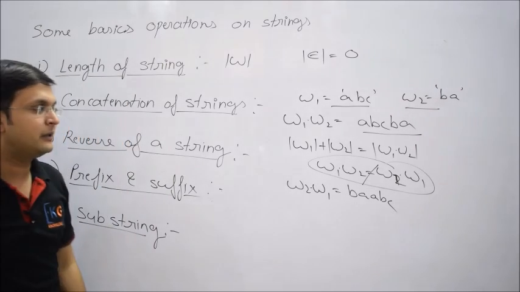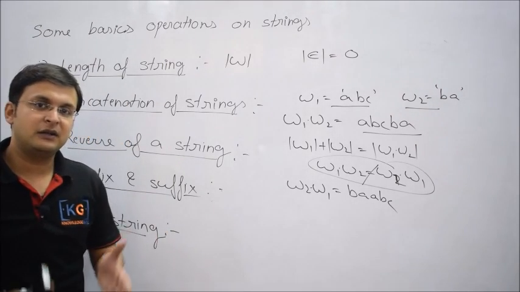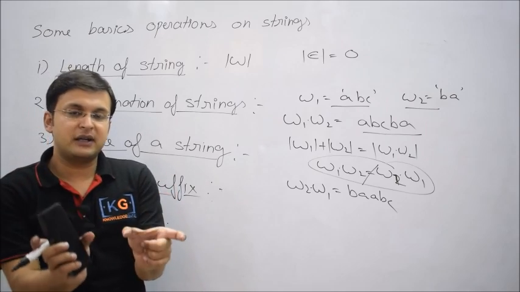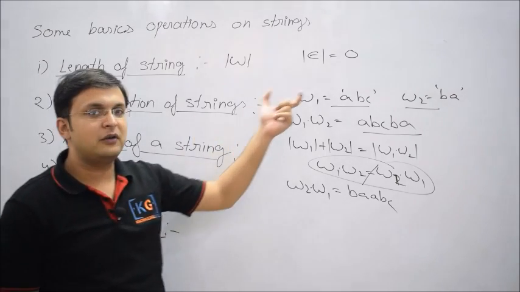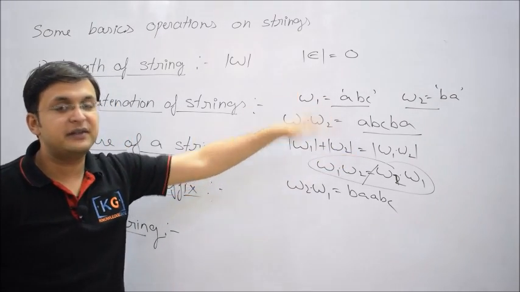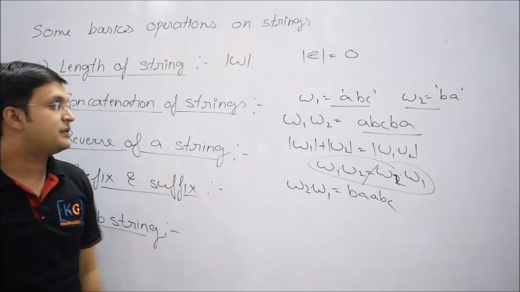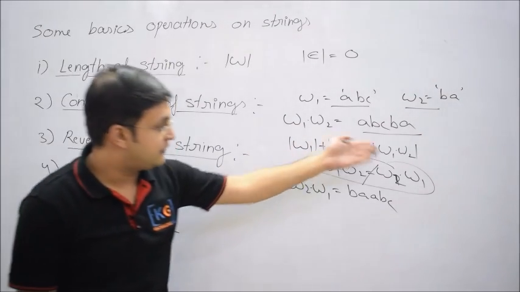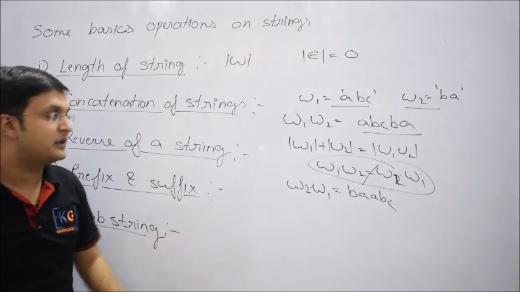You understand this thing? So what is concatenation? Concatenation is a binary operation between two strings, where you write the first string followed by the second string. The length of the resulting string will be the sum of the lengths of the two strings which are participating.